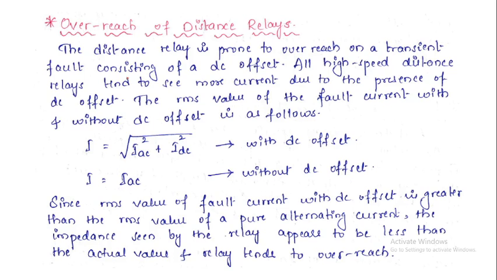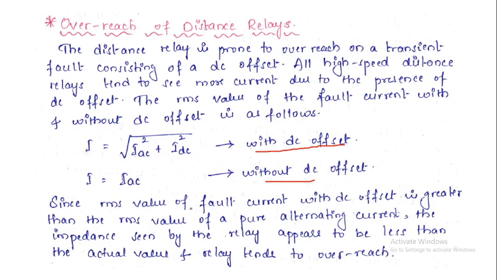The RMS value of the fault current with and without DC offset is as follows. The first equation is considered with the DC offset, and the second equation represents the case without DC offset. I is equal to the square root of IAC square plus IDC square. This is for with the DC offset. And I is equal to simply IAC, the pure alternating quantity. This is for without the DC offset.